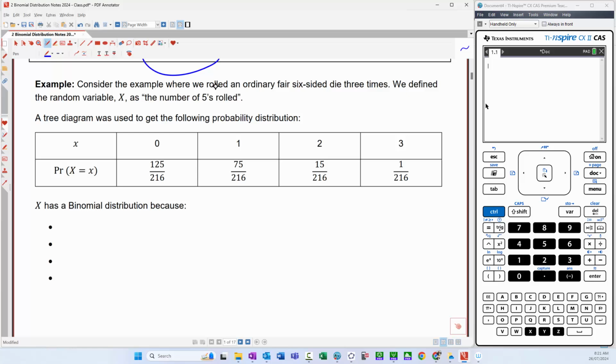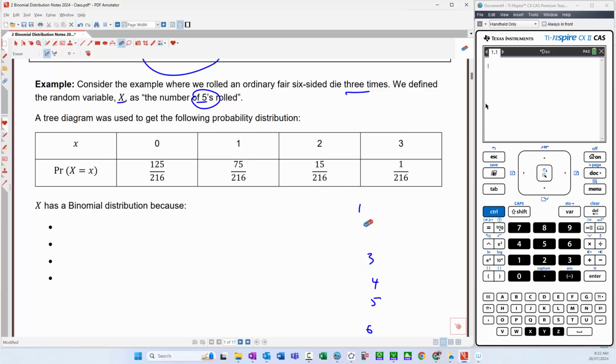Consider the example where we rolled an ordinary fair 6-sided dice 3 times. We defined the random variable X as the number of 5s rolled, and this was the probabilities calculated when we used a tree diagram. Now, why is it binomial? Because you might think, dice, there's 6 possible outcomes: 1, 2, 3, 4, 5, 6. But actually, in this experiment, all we're looking for is the number of 5s rolled, i.e., did I roll a 5 or did I not roll a 5?